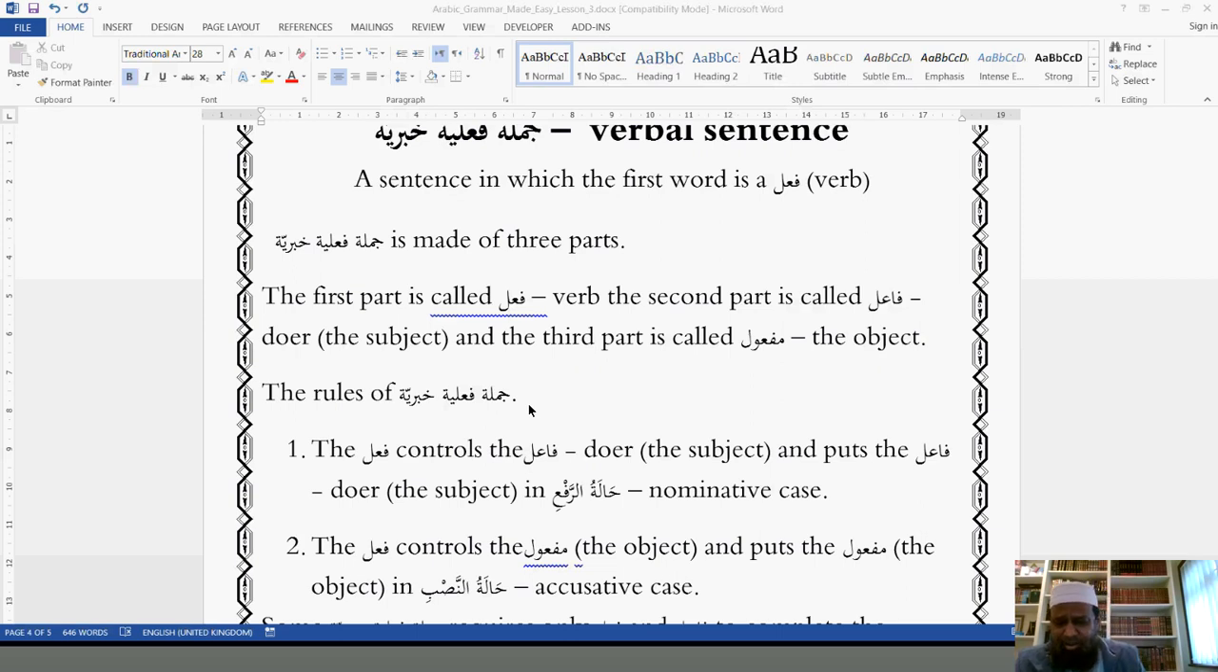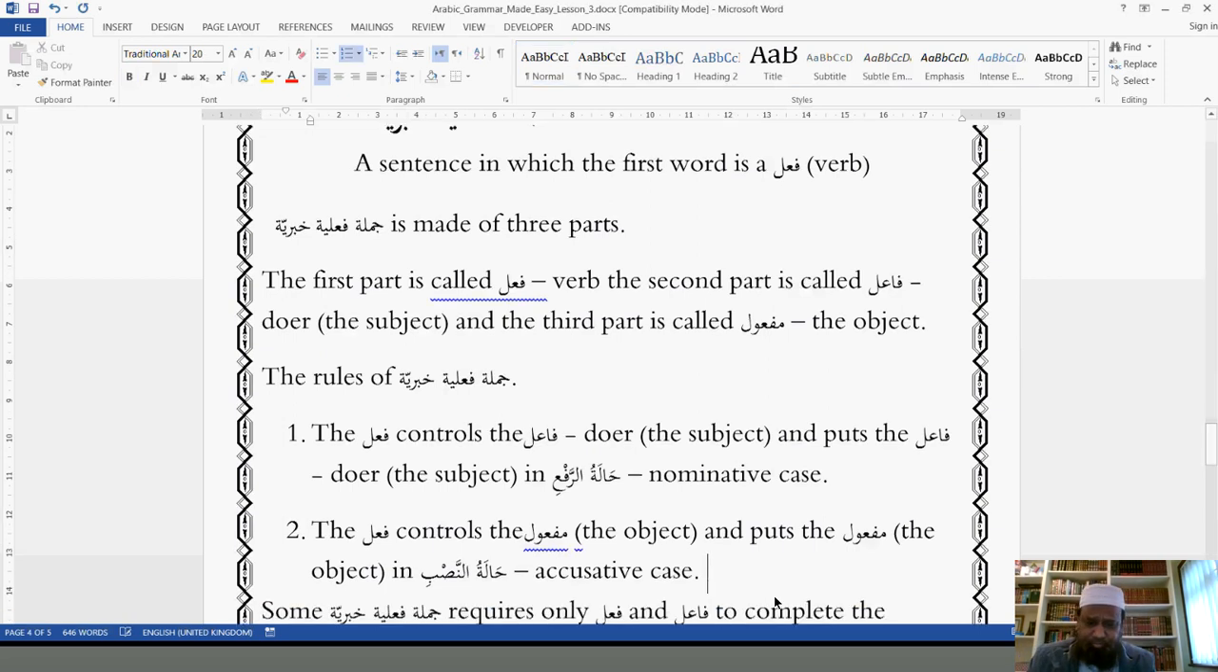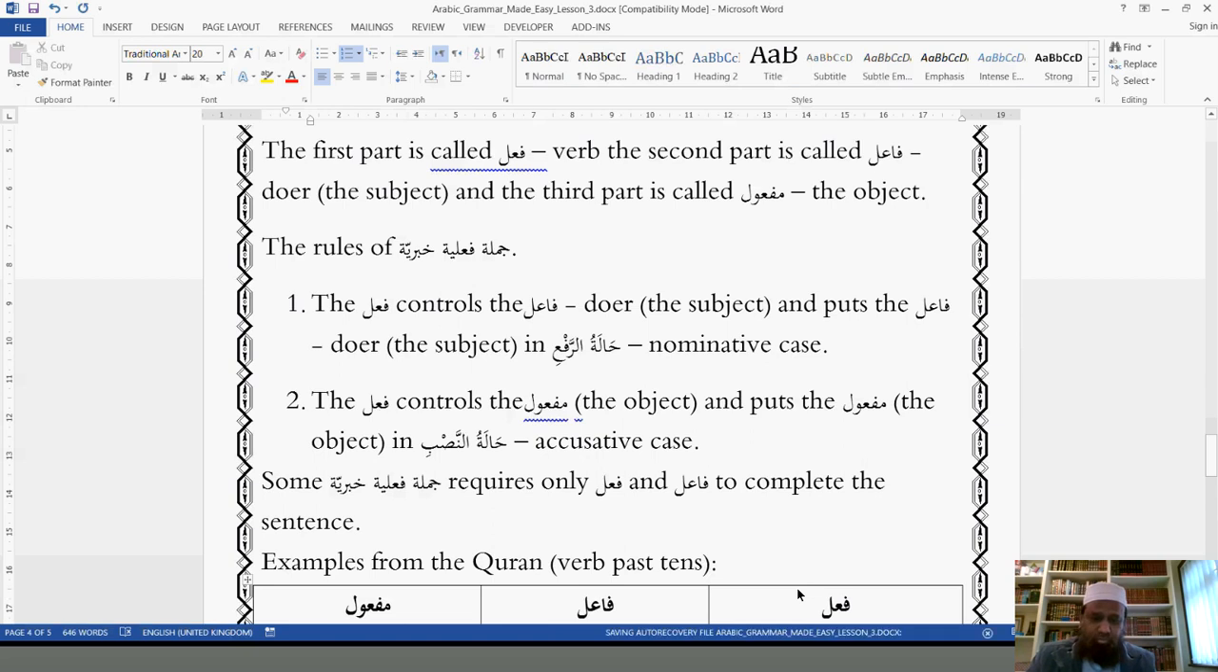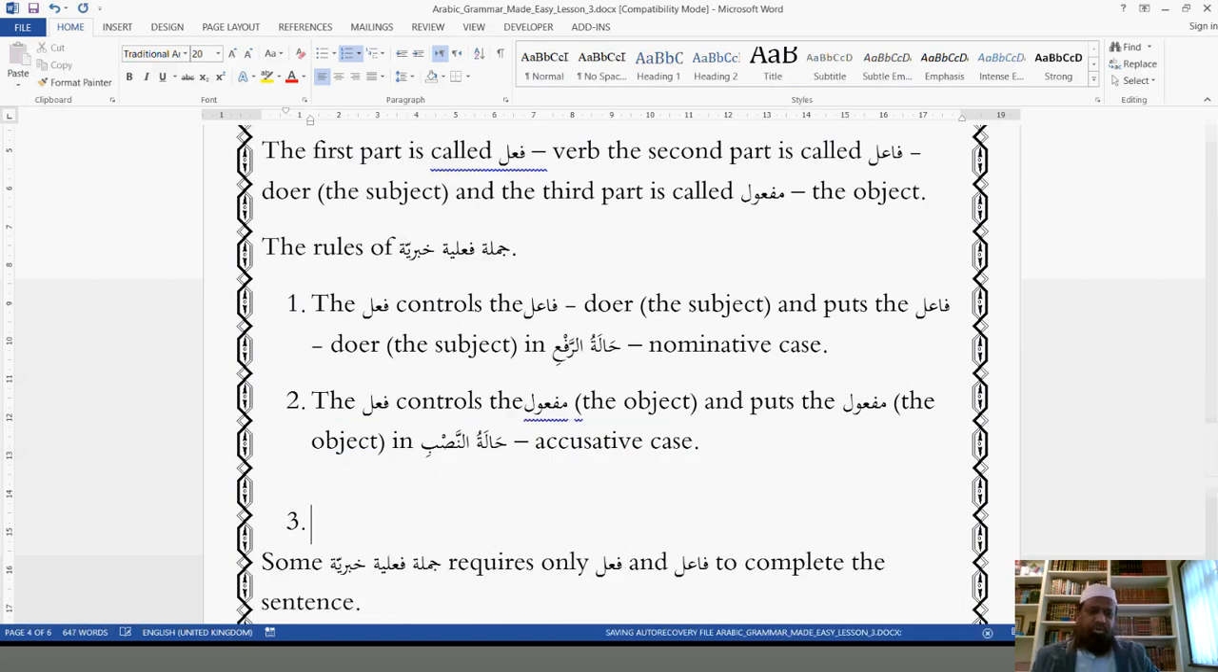The fa'il, which is the doer, agrees the fi'l in gender and in number. I'll add that, number 3. So we'll put number 3 here. The fi'l agrees with the fa'il. The fi'l agrees with the fa'il in gender and in number.